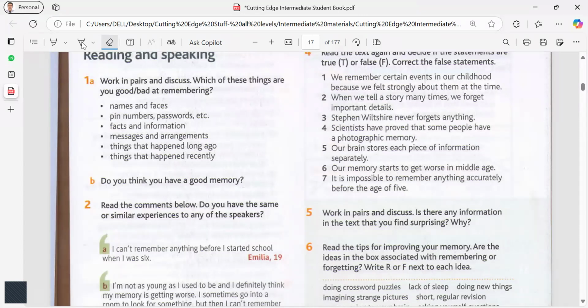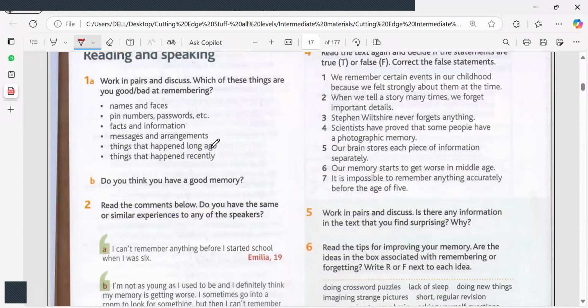You mean you never miss any arrangements? Yes. Images. Good. Are you good or bad at remembering things that happened long ago? Not really good. What about things that happened recently? Good, maybe. Maybe something that happened last week, last month. If it is something big, I will remember.